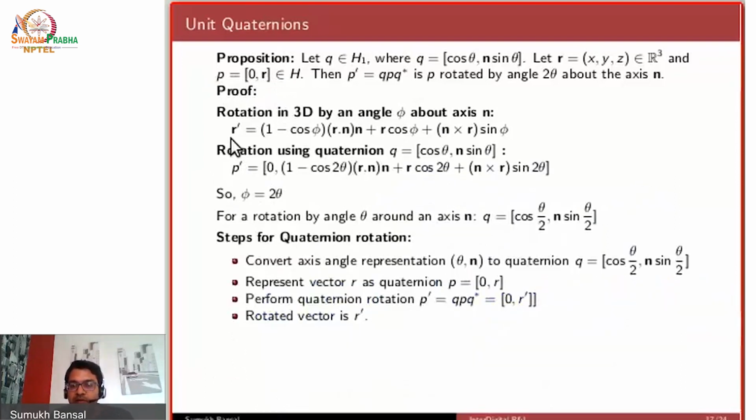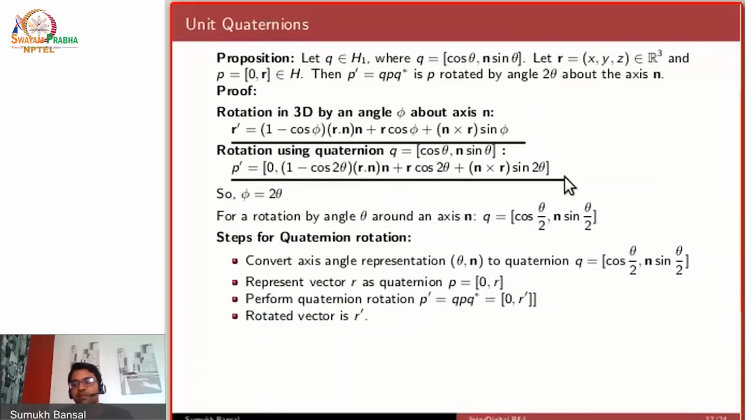So this is the output we get from the first case, and this is the output we get from the quaternion multiplication. If you take a close look, it is not very difficult to find that phi is equal to 2 theta. Everything else is the same. It's just that the angle of rotation is twice theta.